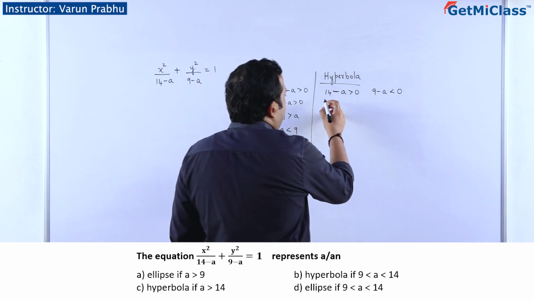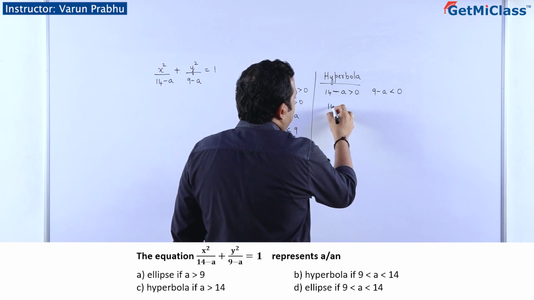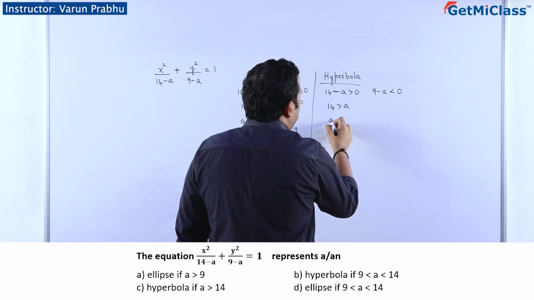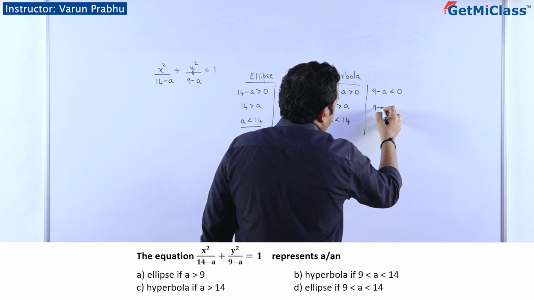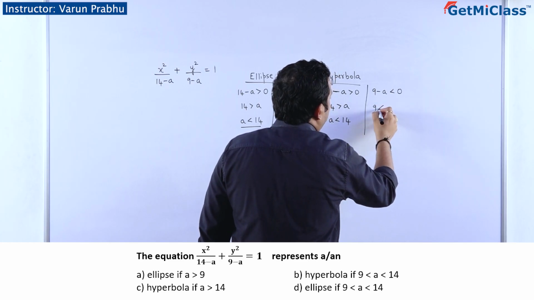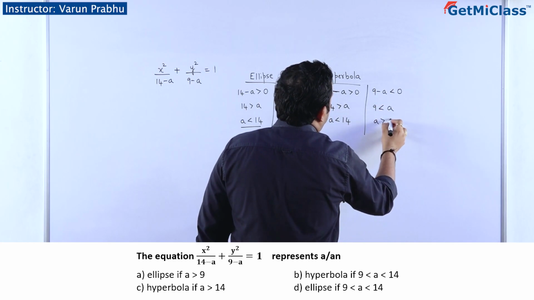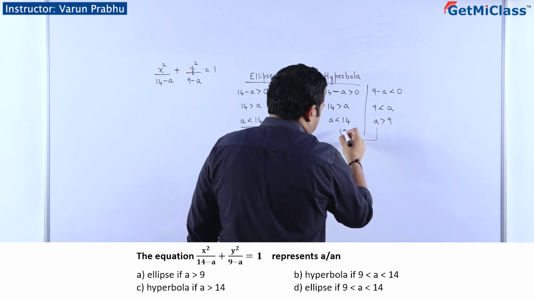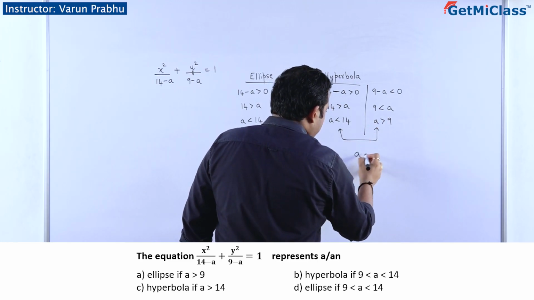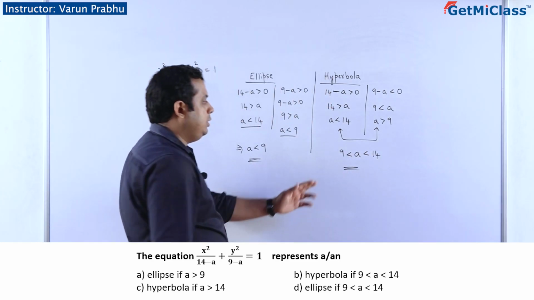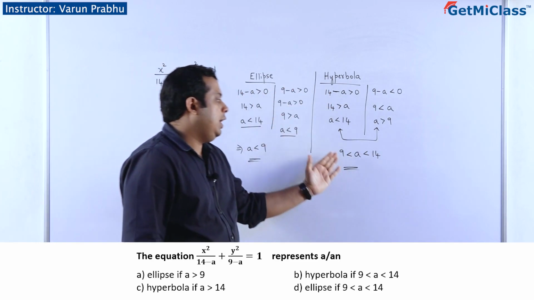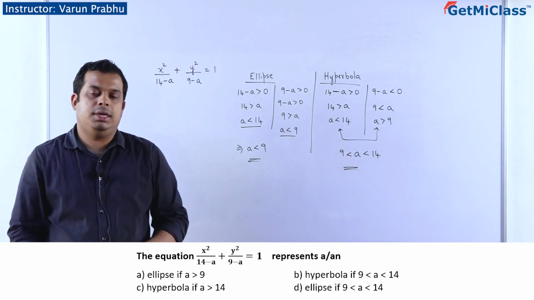So I can say here for the hyperbola, which means the answer cannot be an ellipse, 14 should be greater than a, or a should be less than 14, and 9 minus a should be less than 0, which means 9 should be less than a, so a should be greater than 9. From these two, if you club together, then a value should lie between what and what? 9 and 14. So the answer to the question is a hyperbola with a value lying between 9 and 14.